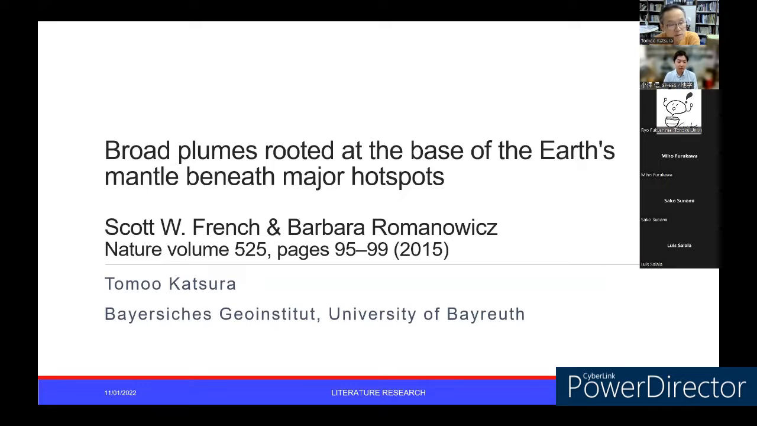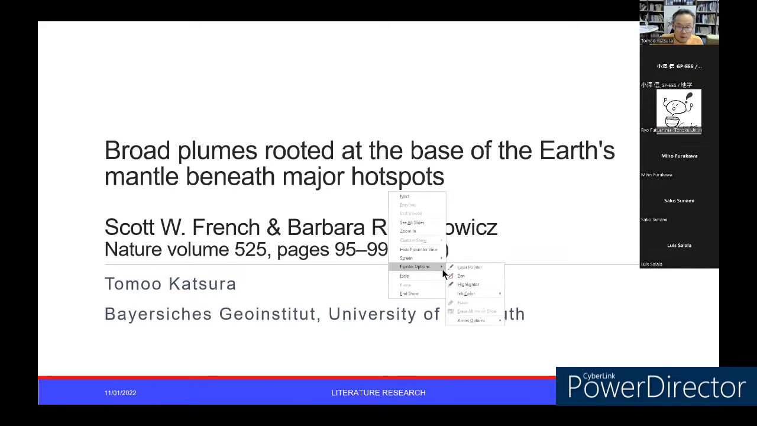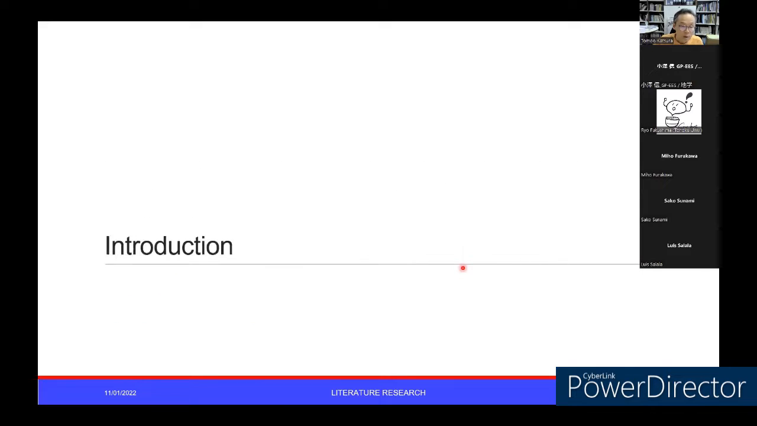Today, I would like to talk about the very famous paper about seismic tomography, titled "Broad Plumes Rooted at the Base of the Earth's Mantle Beneath Major Hotspots" by Scott French and Barbara Romanowicz, which appeared in Nature in 2015. So let me talk about its introduction.